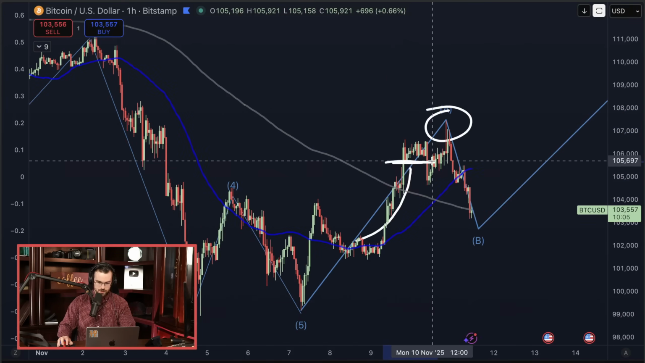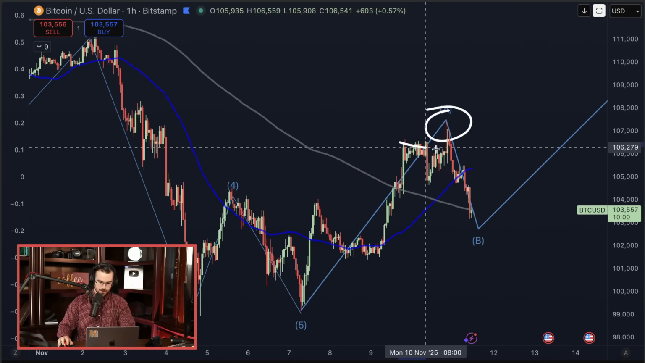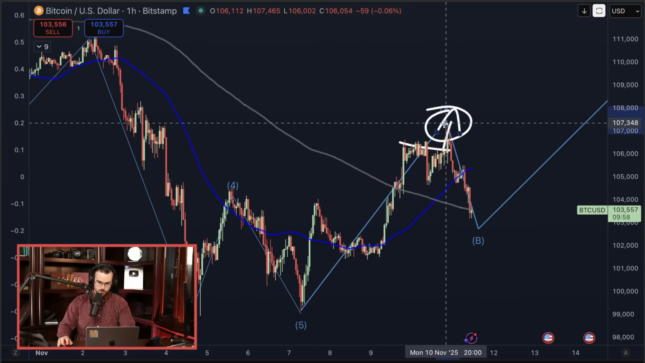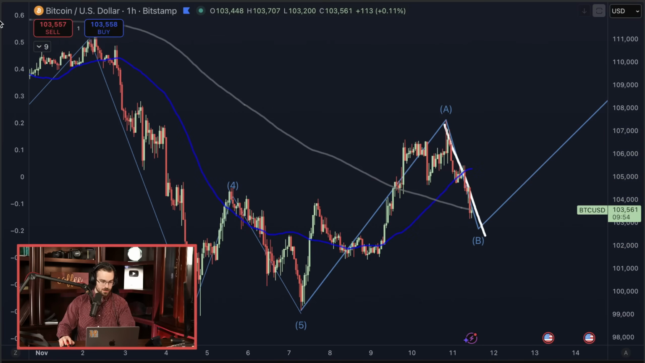Bitcoin was stuck in a range between 105 and 106 with all of the news of the government shutdown and whatnot coming to an end. We saw the short liquidation give us the top of the A wave. It stands to reason, therefore, that the long liquidations might give us the bottom of the B wave.